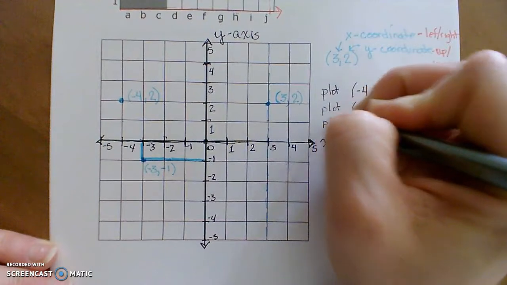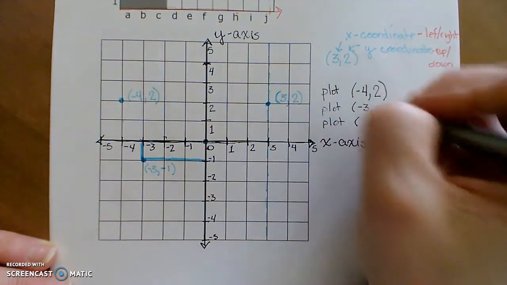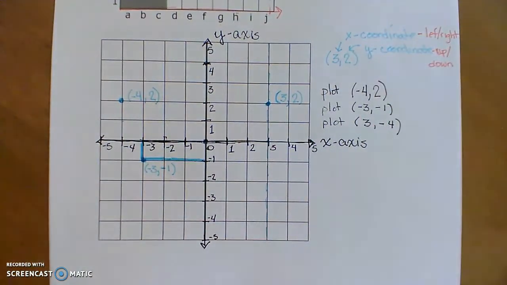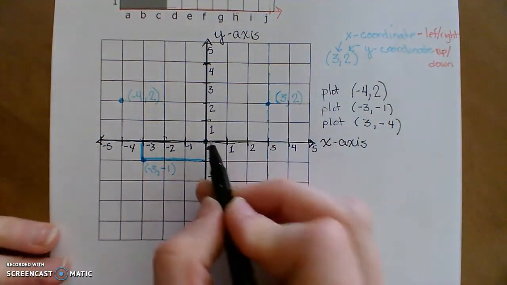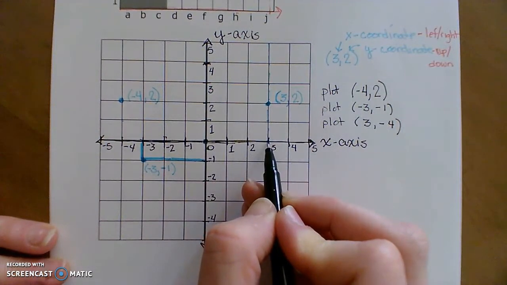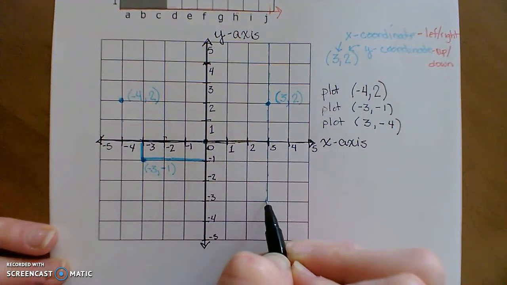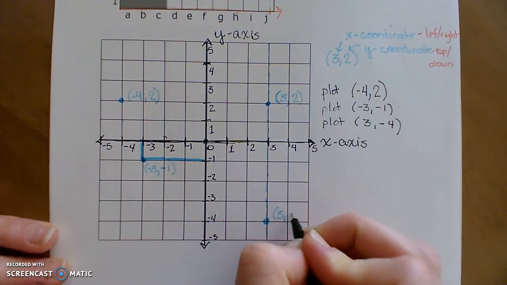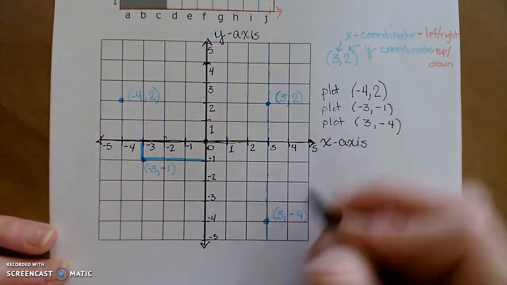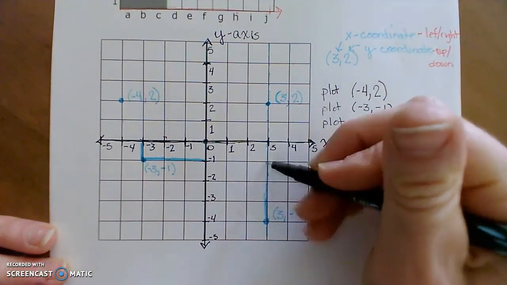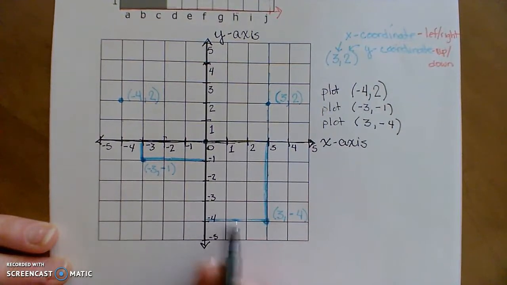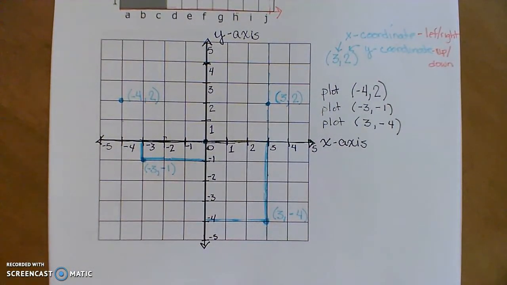Let's do another one. Let's plot 3, -4. So 3 units to the right, 1, 2, 3, and then 4 units down, 1, 2, 3, 4. So here's that point. Again, coordinates are 3, -4. And if you look at its location relative to the x-axis, you get 3. Look at its location relative to the y-axis, you're at height -4. All right, so I've got all these points plotted.